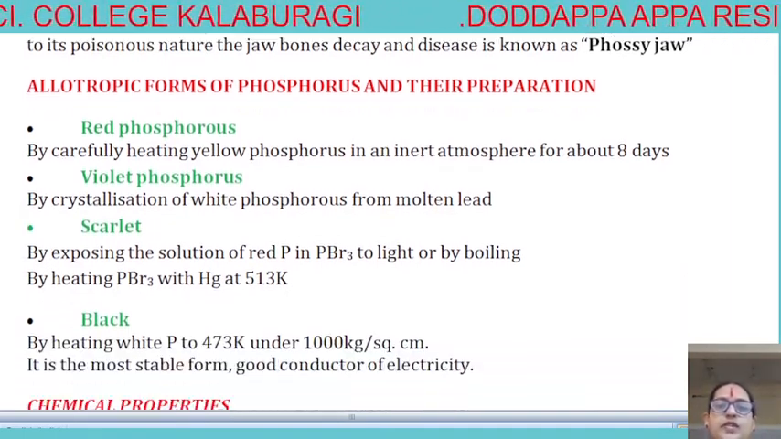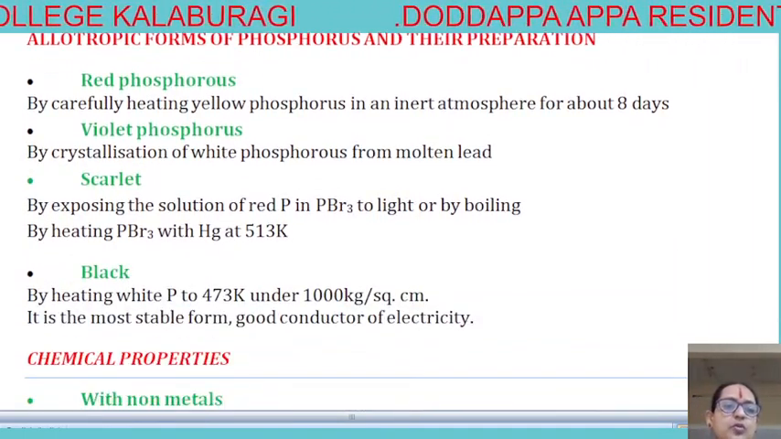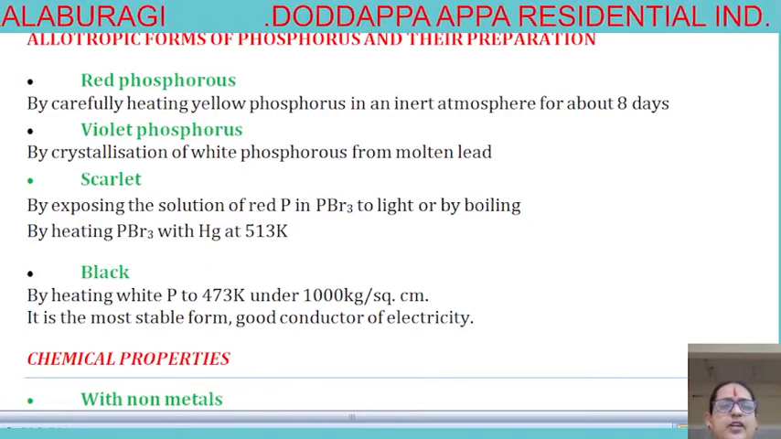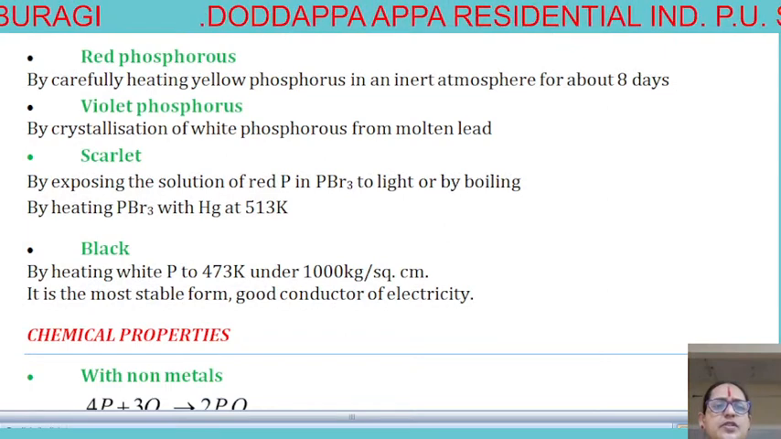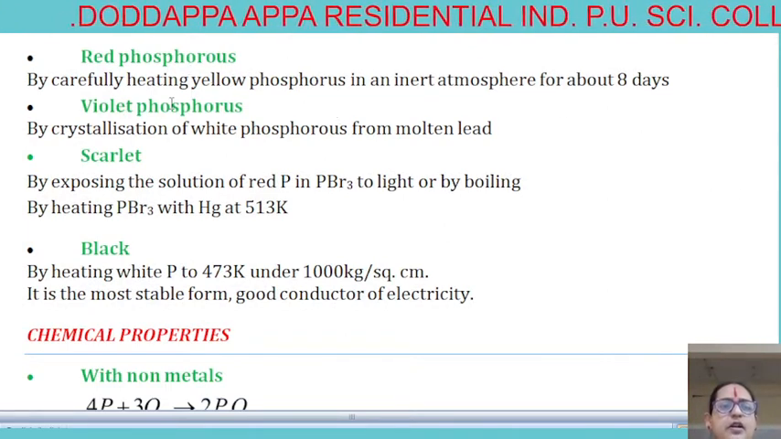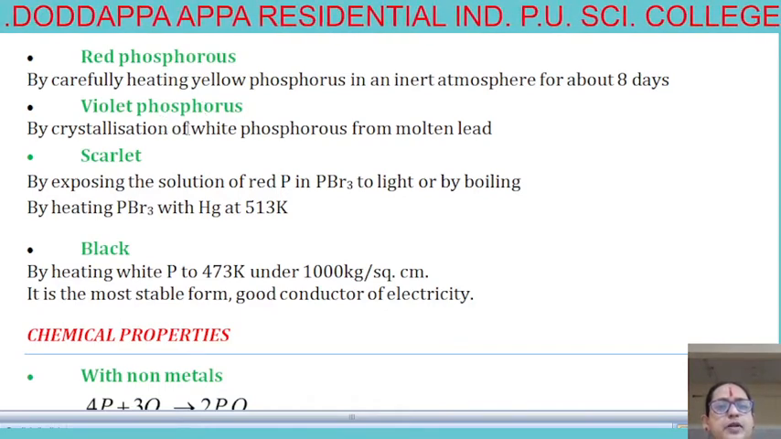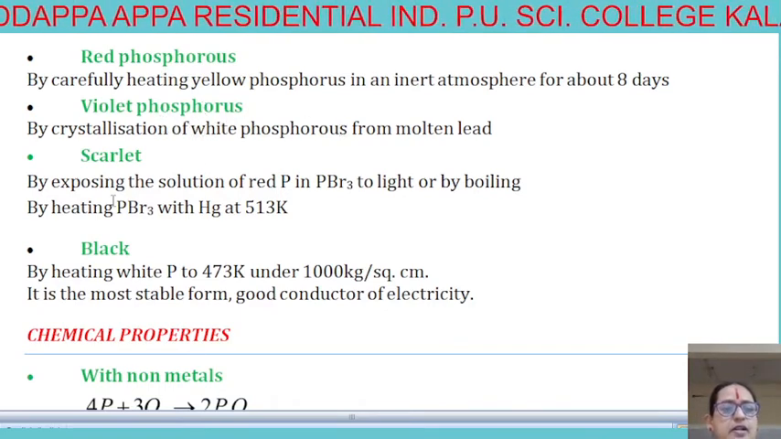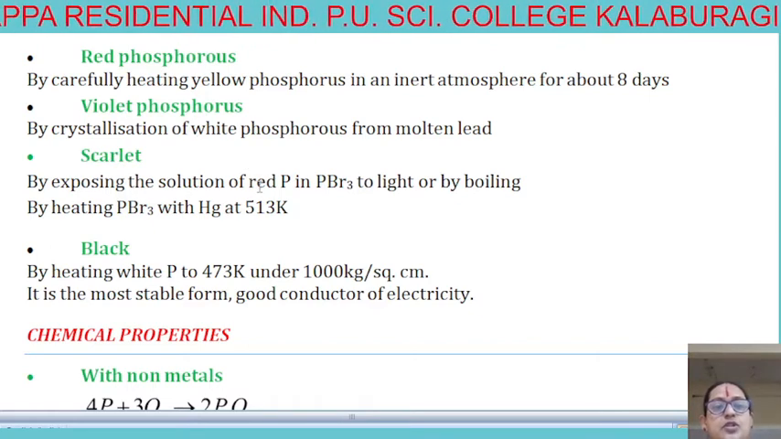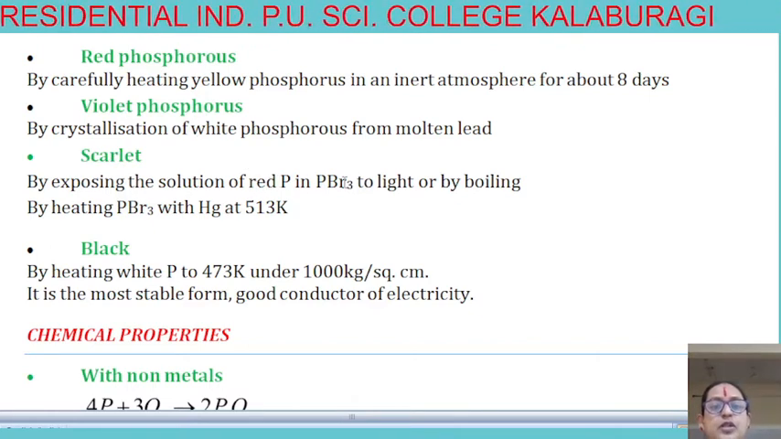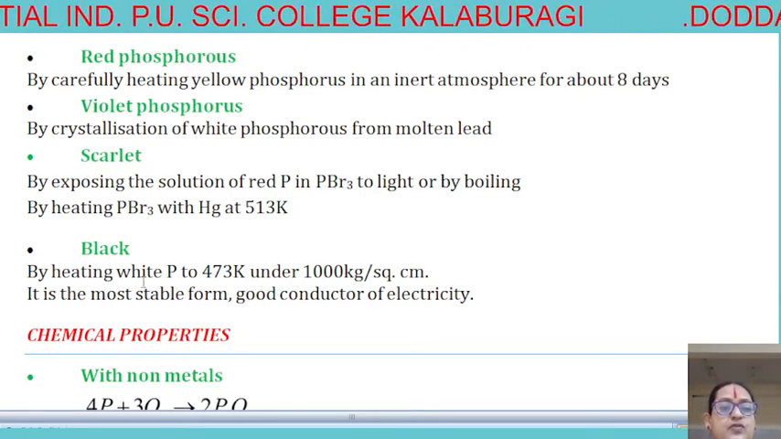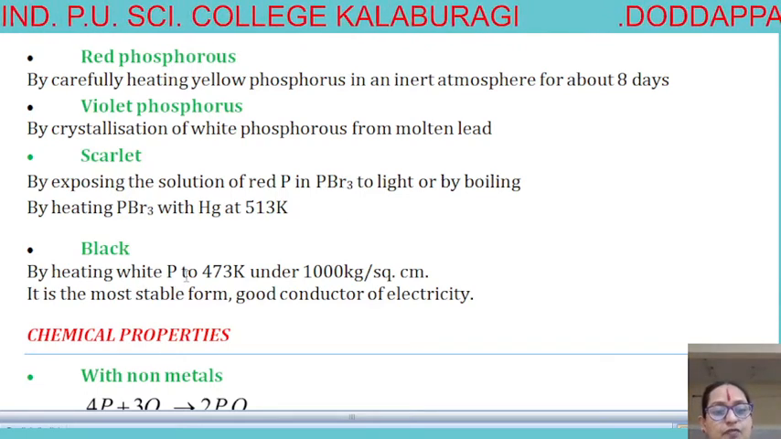Allotropic forms of phosphorus and their preparation. There are about 4 allotropic forms and they have their preparations. Red phosphorus can be prepared by heating yellow phosphorus, whereas violet phosphorus can be prepared by crystallizing white phosphorus. Scarlet phosphorus can be prepared by exposing the solution of red phosphorus in phosphorus tribromide to light. And black phosphorus can be prepared by heating white phosphorus.